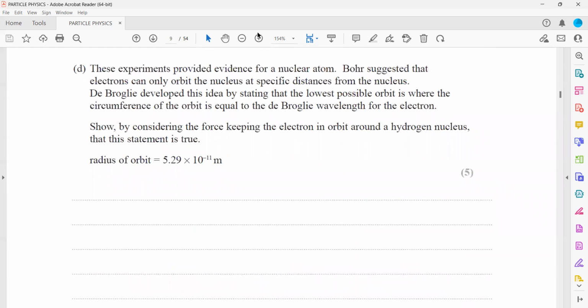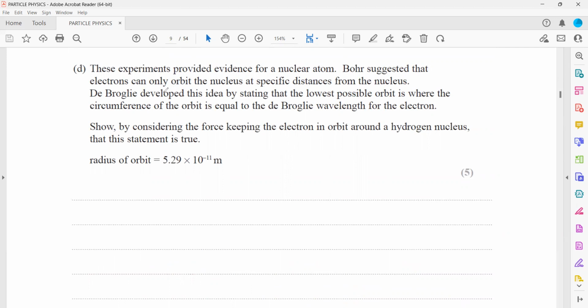And part D, these experiments provide evidence for a nuclear atom. It shows what a nuclear atom means: a nucleus is there inside an atom which has neutrons and protons, and around the nucleus the electrons are moving.